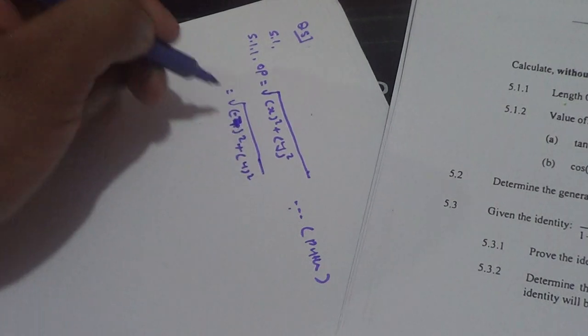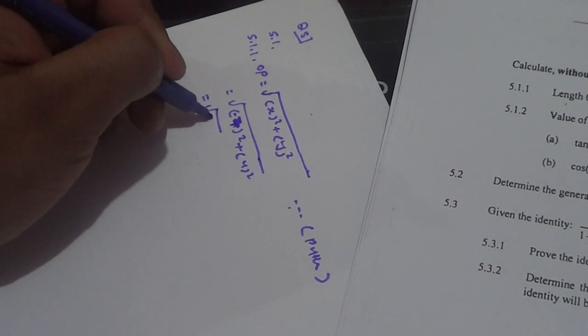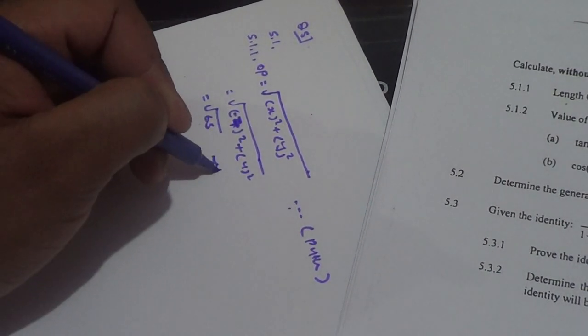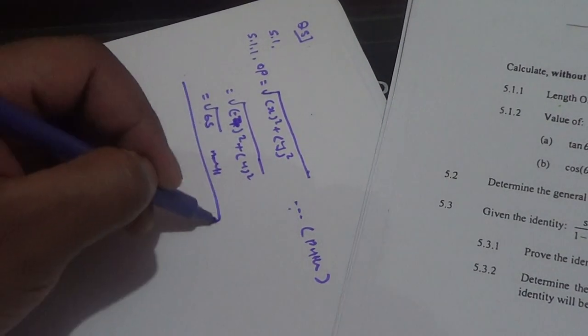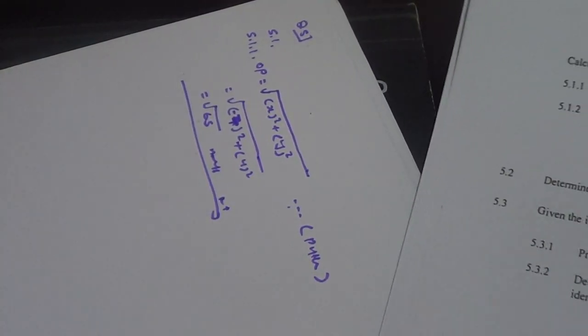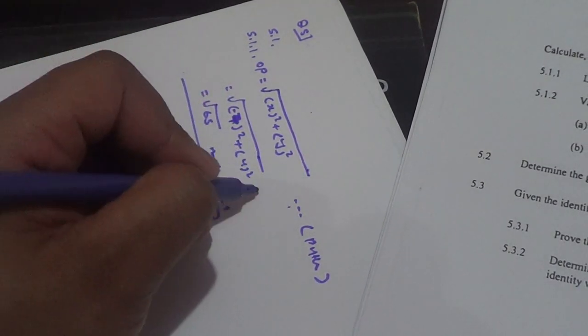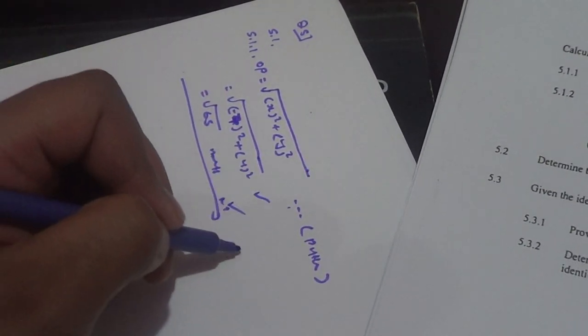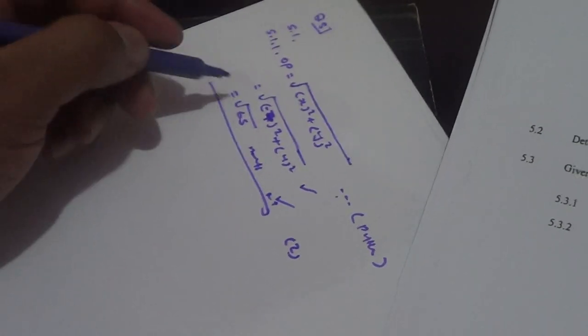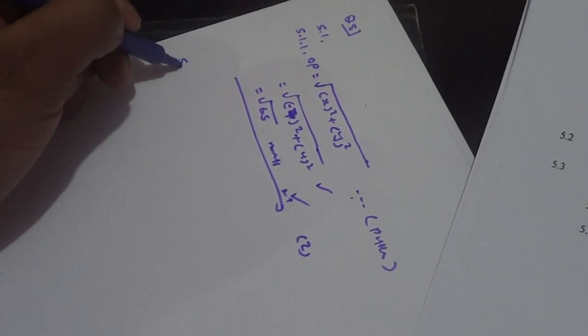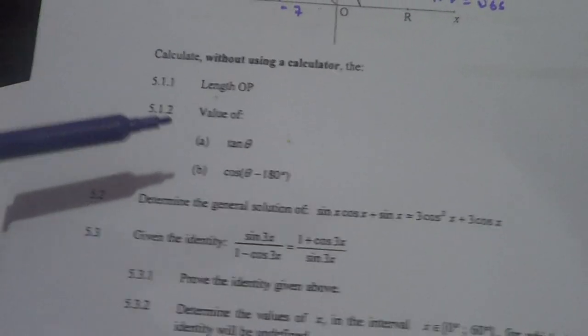Four squared. This equals the square root of 65 units. And that's in Portalani. Okay, now we have our answer there. Let's just keep moving. We don't want to waste time here. These are not very fancy questions.